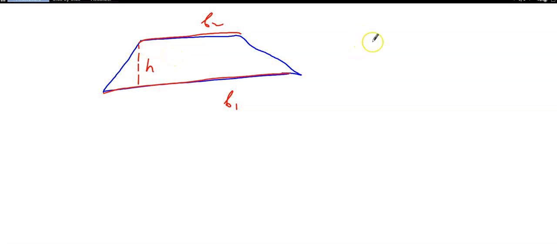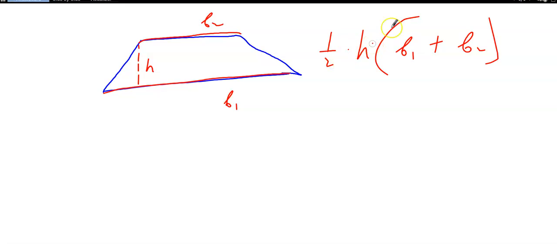And to find the area, you're going to have to add the first base plus the second base. After you add them, you're going to multiply that answer by height. And trapezoids are related to triangles, so after you multiply by height, we also have to multiply it by half. So the overall formula for area is 1/2 times height times the first base plus the second base.